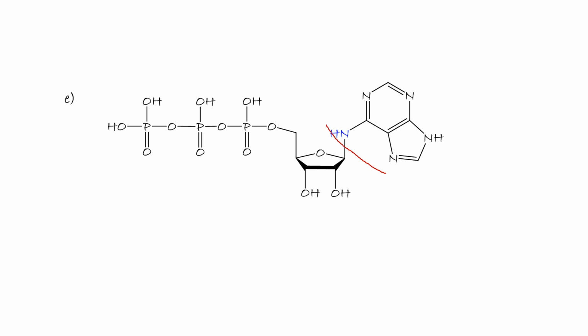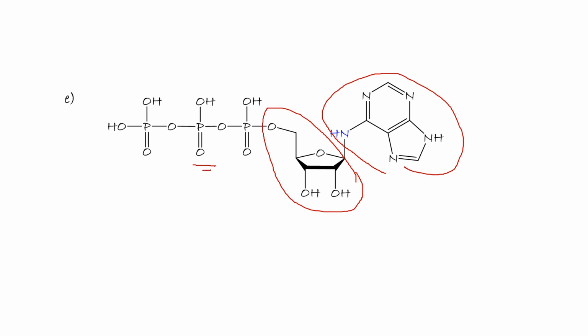Well, we have a base in here, we have carbohydrate in here, ribose, we have phosphate, but it is not connected carbon to nitrogen. This is not the proper nitrogen. The proper nitrogen should be this one. Okay, so this is not a naturally occurring nucleotide.